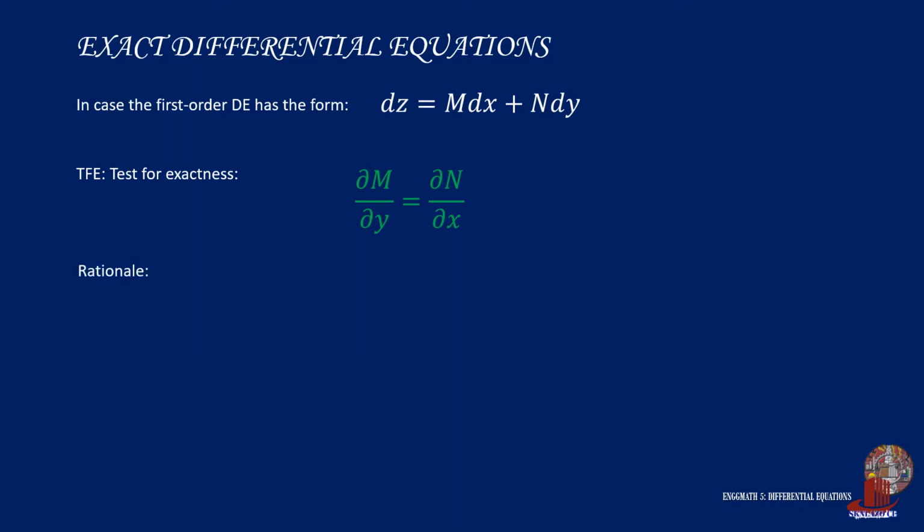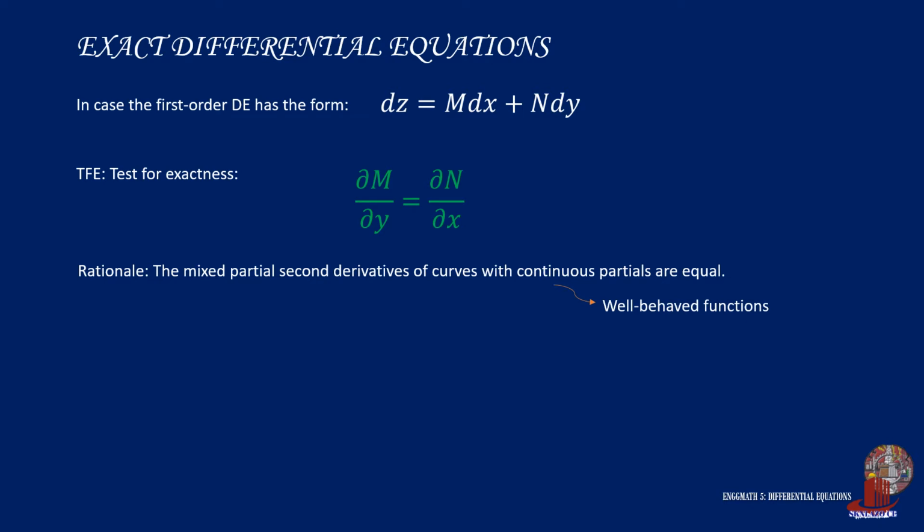If we consider a well-behaved function where it is continuous, even its derivatives, their mixed partial second derivatives are equal. Mathematically, we can show this statement as the second partial derivative of a function with respect to x and y will be equal to the second partial derivative of the function with respect to y and x.